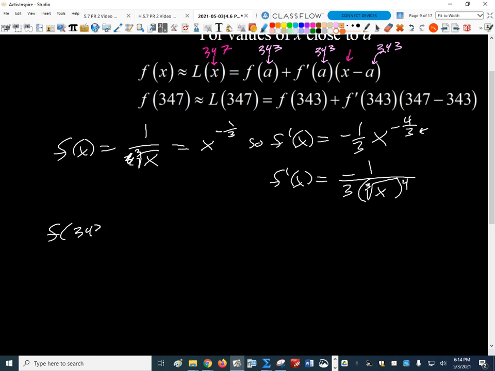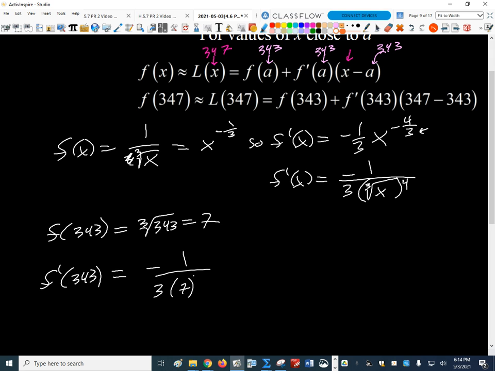F of 343, just the cube root of 343, which is 7. F prime of 343 is equal to negative 1 over 3 times the cube root of 343, which is 7, to the 4th. So 7 to the 4th is the same as 49 squared. We could actually do this one in our heads.